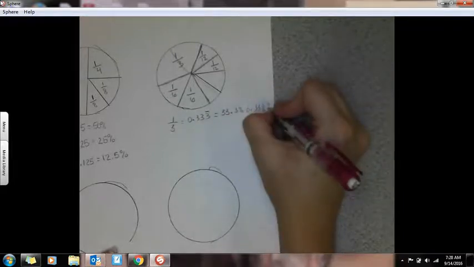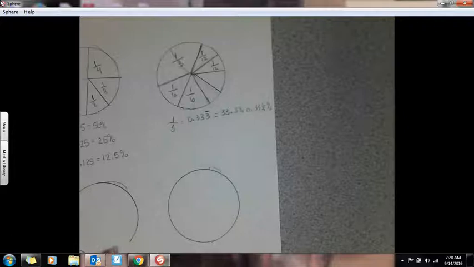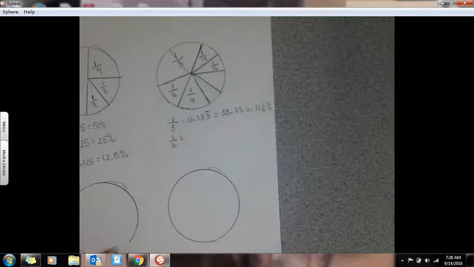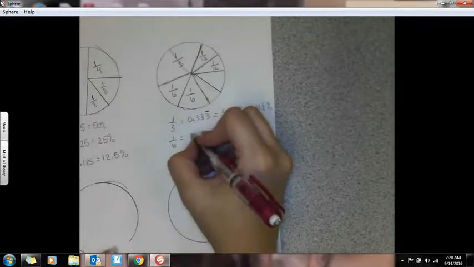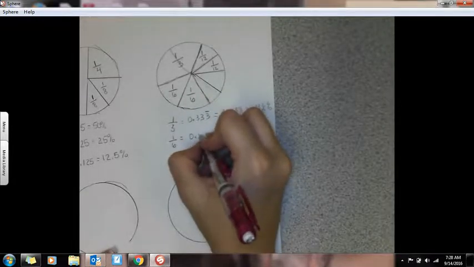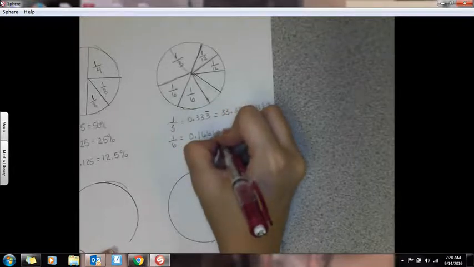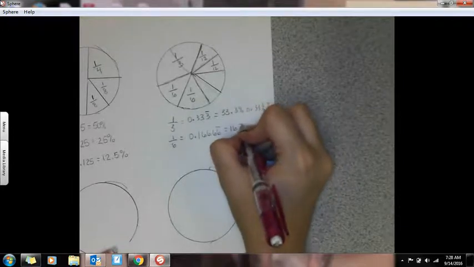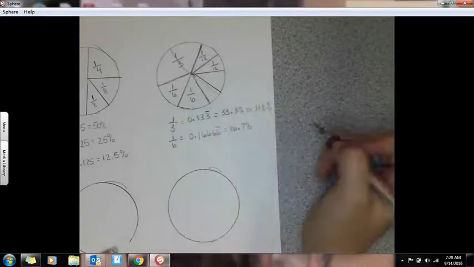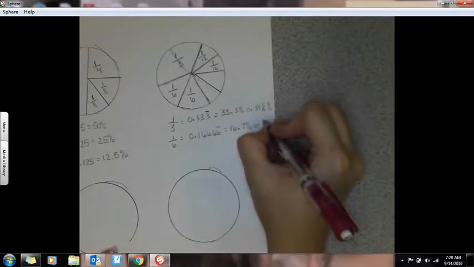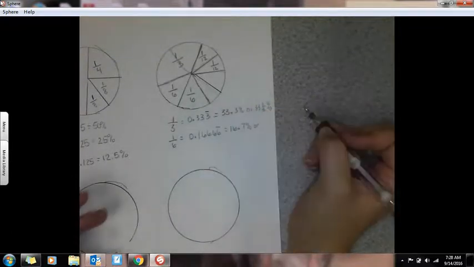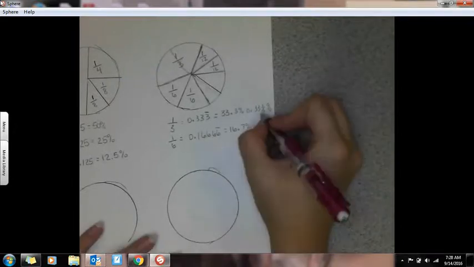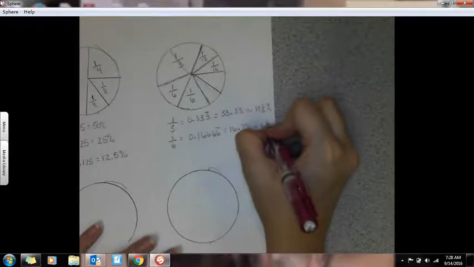I have 1/6. Okay, 1/6 is 0.16666 repeated. And so I could write that as 16.7% if I rounded it, or 0.6666666 repeated would be 2/3 as a fraction. So I could also write this as 16 2/3%. That part right there would be the 2/3.